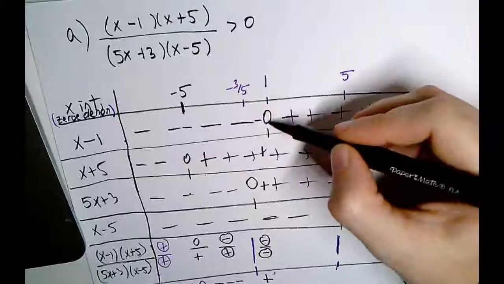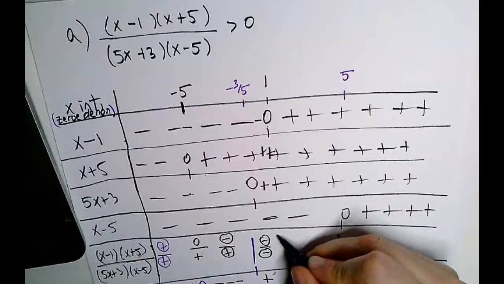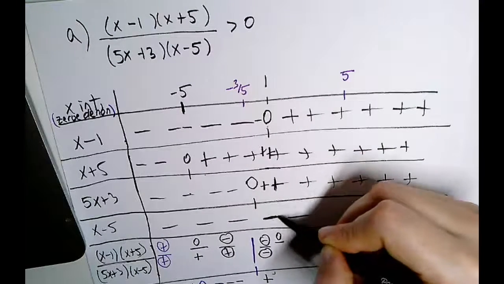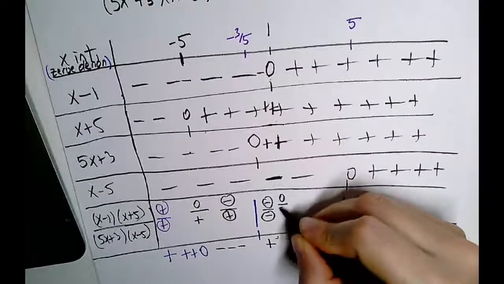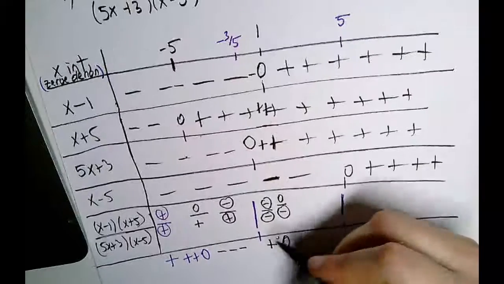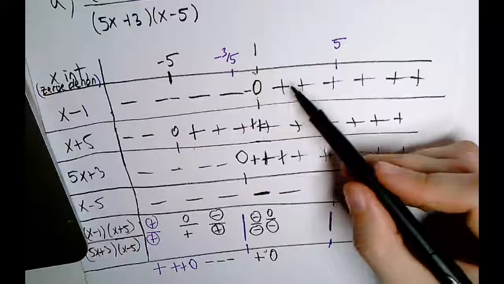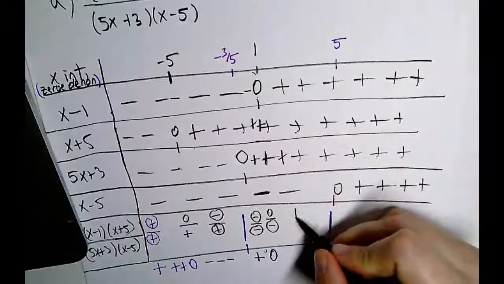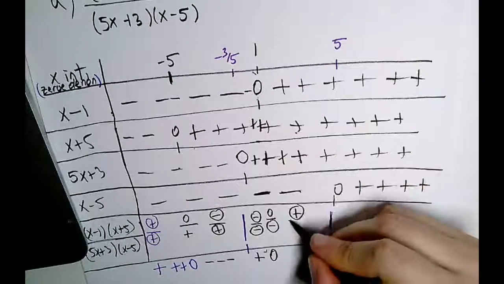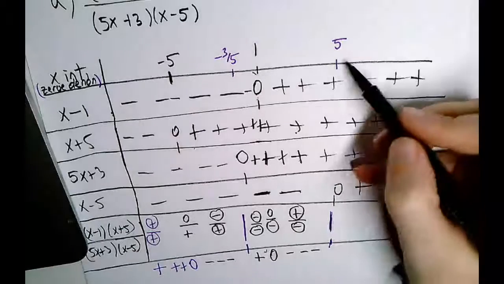Now at 1, I have a 0 times a positive number, so that's a 0. And then divided by a positive times a negative. Well, divided by a negative, but 0 divided by a negative number is just 0. And then between 1 and 5, I have a positive times a positive, so it's going to be a positive divided by a positive times a negative, which is a negative. So the answer is going to be negative between 1 and 5.